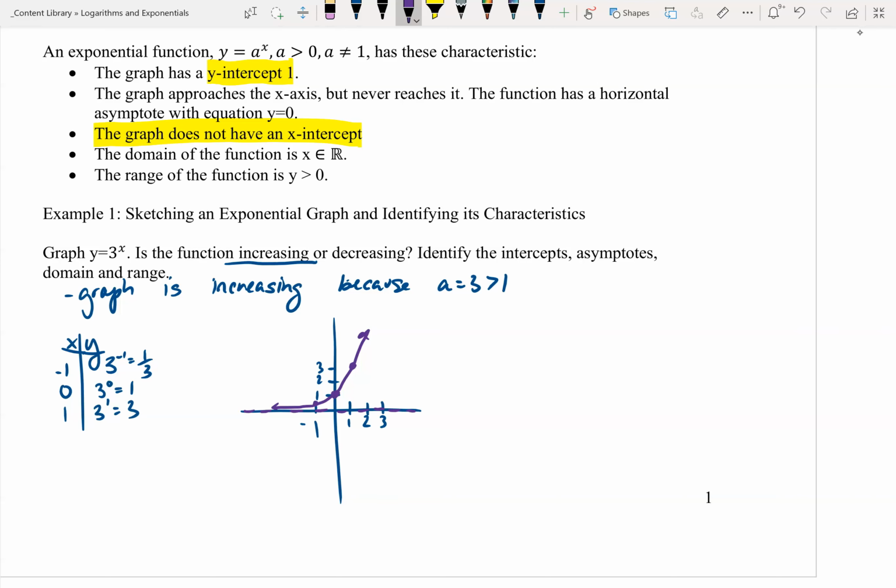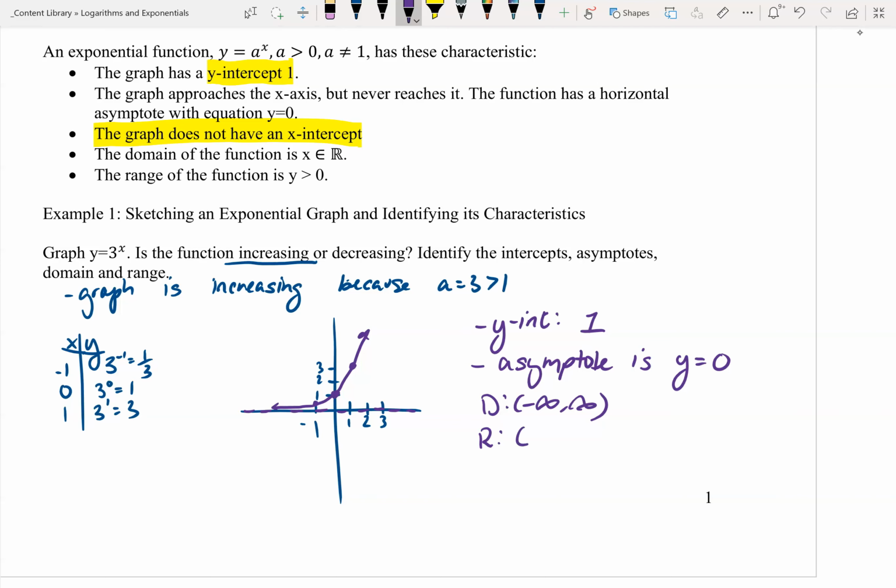Now I need to describe the intercepts, the asymptotes, domain, and range. So your y-intercept is just located at 1. Your asymptote is a horizontal line located at y equals 0. Your domain is from negative infinity to positive infinity, and your range is from 0, remember it's a round bracket because we don't touch 0, up to infinity.